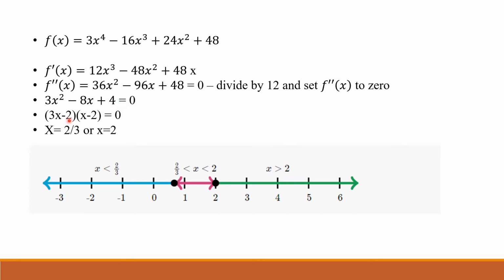So I'm solving for x. I found x equals 2 over 3 and x equals 2. I put my 2 over 3 point, I put x equals 2, 2 critical points. So I have 3 intervals. So here x less than 2 over 3. Here x between 2 over 3 and 2. And here x greater than 2.